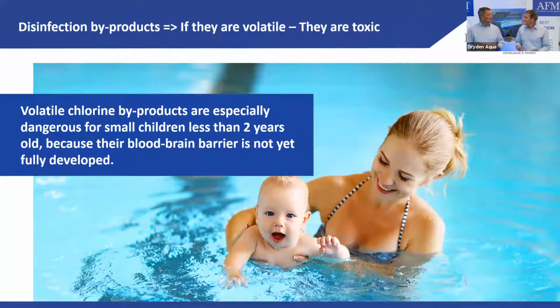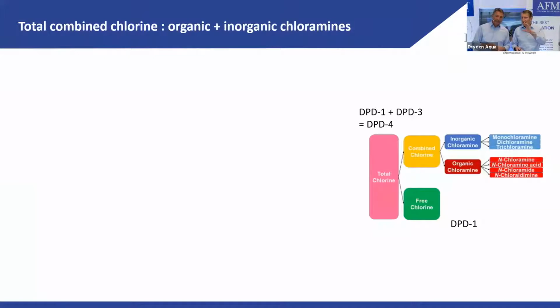Okay, so let's clarify this thing with the combined chlorine, and then the inorganic combined and the organic combined. Exactly, and this is where we start. Again, I said the promise of AFM is much less chloroform, but not less combined chlorine. I know that's very repetitive, but let's do it again. With DPD1, you measure the free chlorine. If you add a DPD3, you get DPD4, which is the measurement for total chlorine. The difference is the combined chlorine.